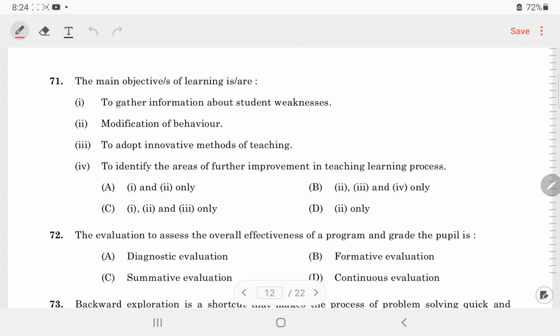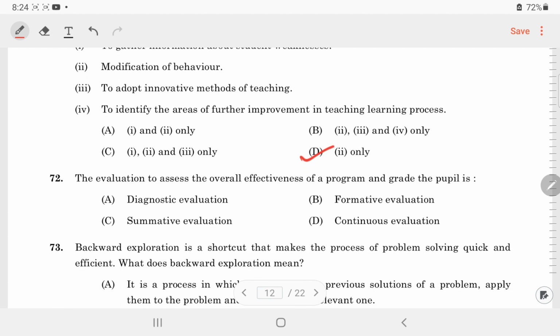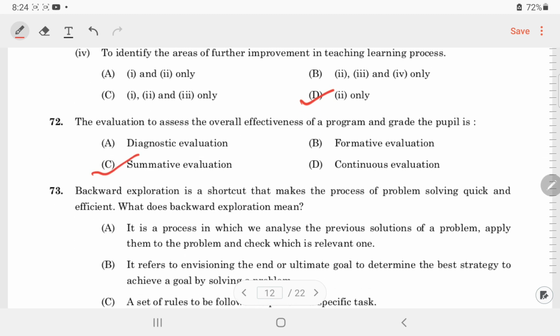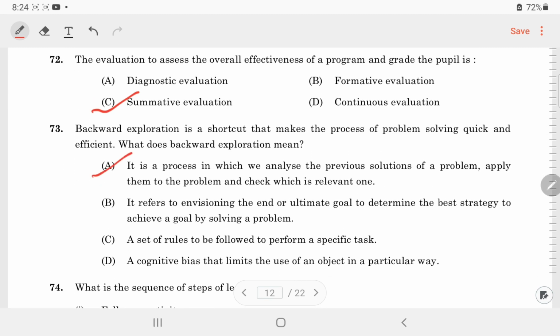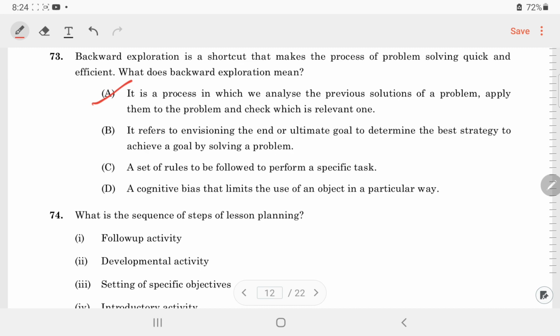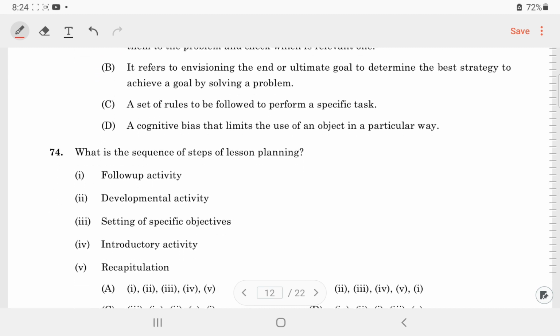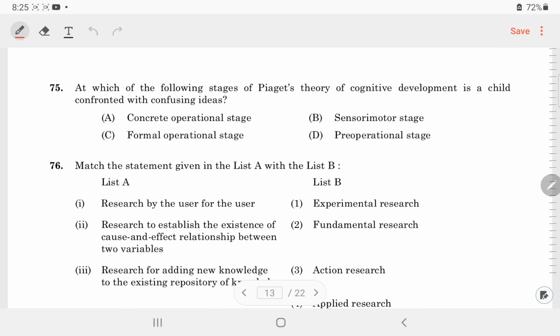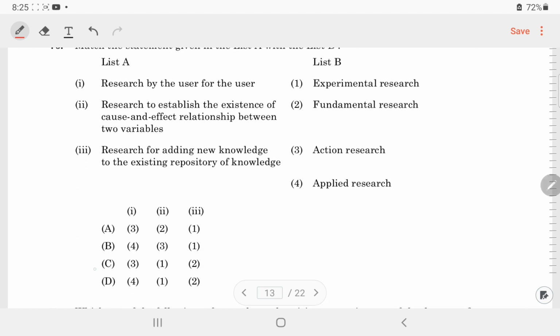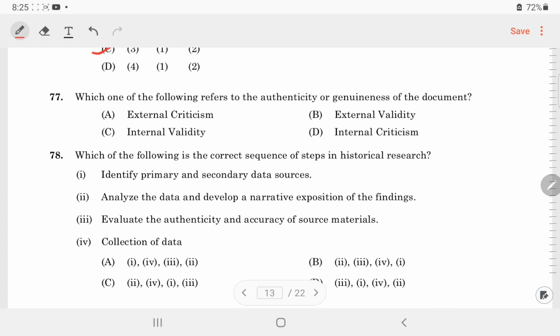Question number 71. The answer is option D. Question number 72. The answer is option C. Question number 73. The answer is option A. Question number 74. The answer is option C. Question number 75. The answer is option C. Question number 76. The answer is option C. Question number 77. The answer is option A.